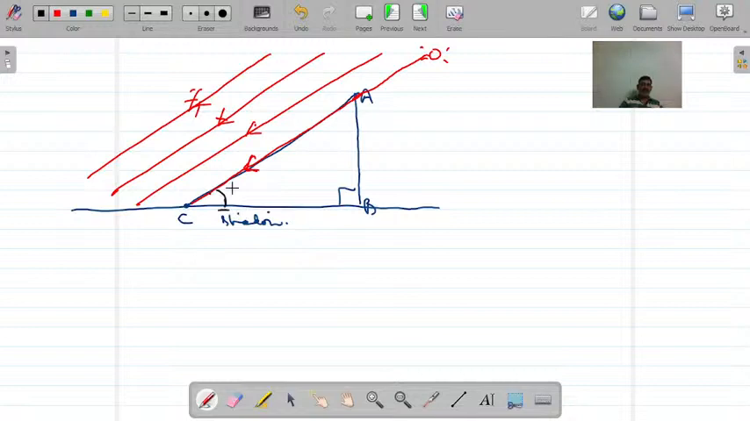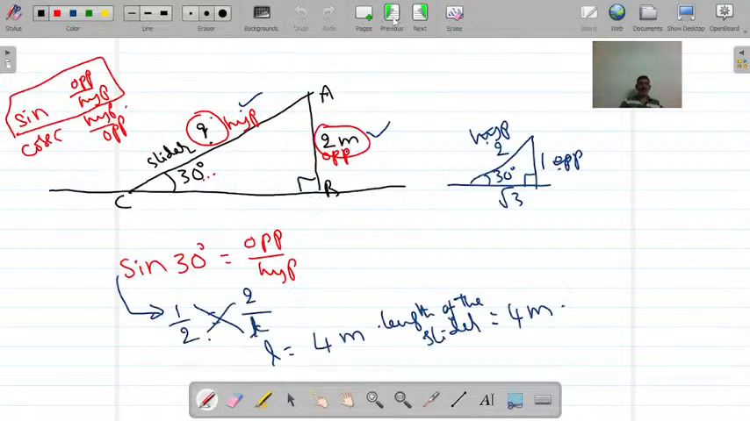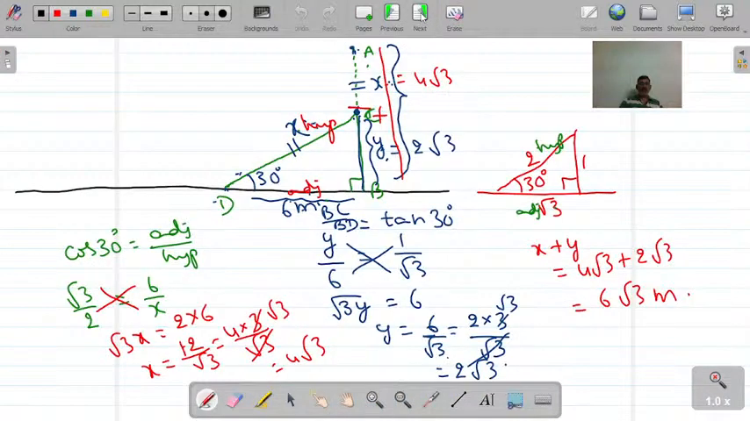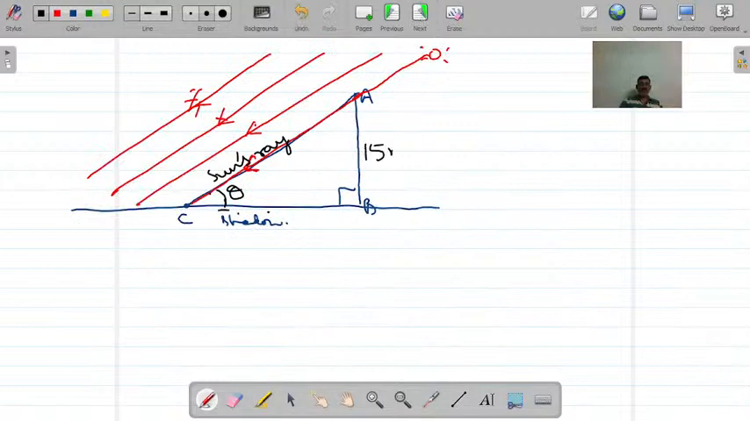What angle is between these two? This is the sun's ray, and there are two things you need. What is the height of the pole and what is the length of the shadow? From the question you observe, this is the height of the pole, 15-meter high pole, and 5 root 3 is the length of the shadow. So 15 and 5 root 3 you write here. This is 15 meter and this is 5 root 3 meter.